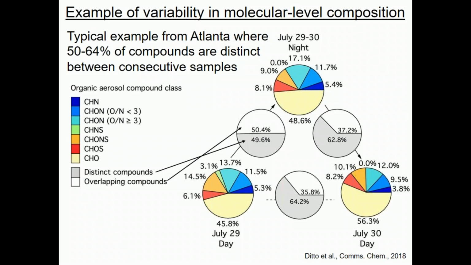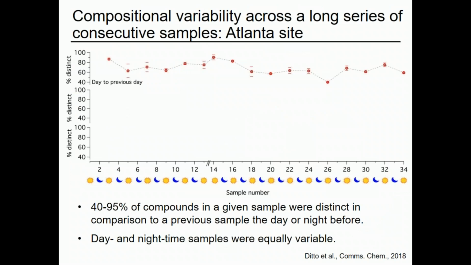And so here, comparing daytime of July 29th to the following night, 50% of the compounds that were measured in those multi-hour samples were distinct from each other. And then when we compare that night to the next day, we see that 63% are distinct or unique in that sample-to-sample comparison. And then even when we say, okay, if it's just a sort of day versus night thing, comparing 2 sequential days back to each other shows 64% of the compounds at the molecular level in the organic aerosol are distinct. And so we repeat this for all of the samples.